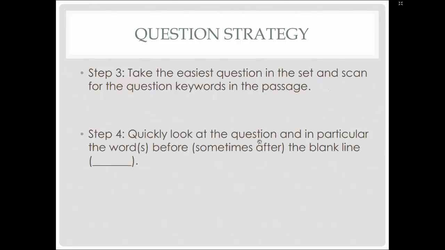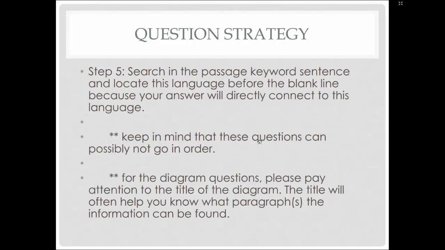All right, so we take the easiest questions first, scan for the question keywords. Step 4, look at the question and the keywords before and after the blank line, because that's going to help you find what the answer connects to, just like a fill the blank question. All right, search the passage, find the keyword sentence, and then we want to fill in the blank line. Okay? So that's our strategy for doing a table question and doing a diagram question.